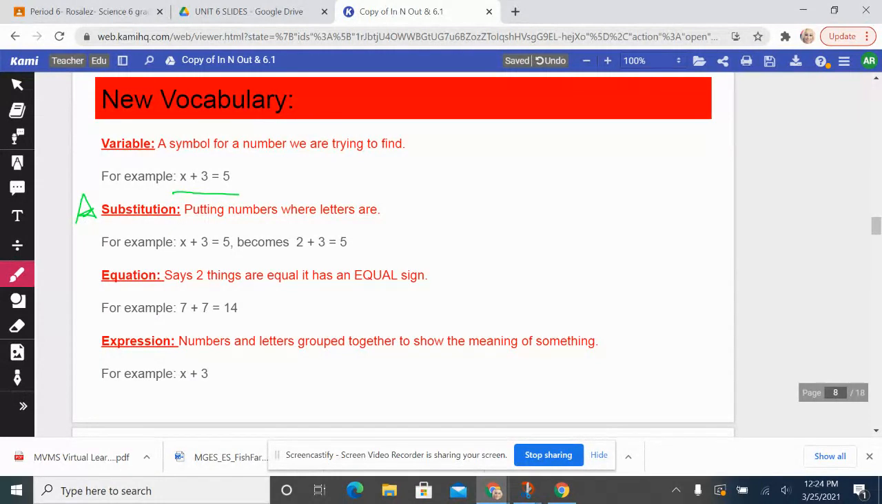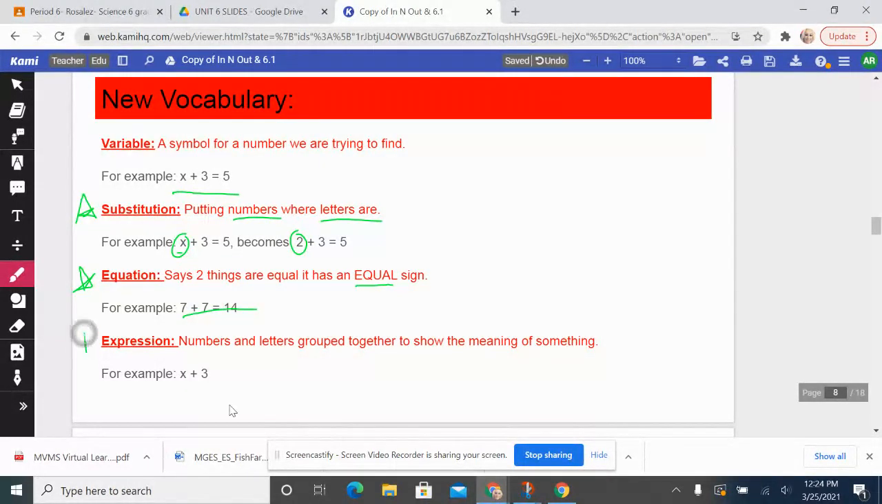So we're going to put a number in where you see a letter. So here's your example. Well, X plus 3 is 5. Well, you know that that X becomes a 2 to make it equal, right? So 2 plus 3 makes 5. Now, an equation, that's this whole unit, right? It's called equations. It says that 2 things are equal and it has an equal sign. So there's an easy one for you. 7 plus 7 is 14.